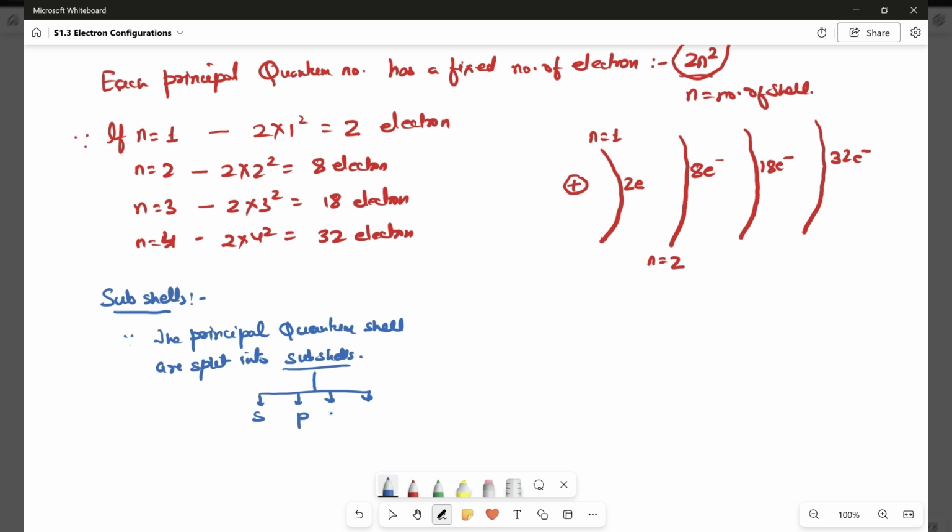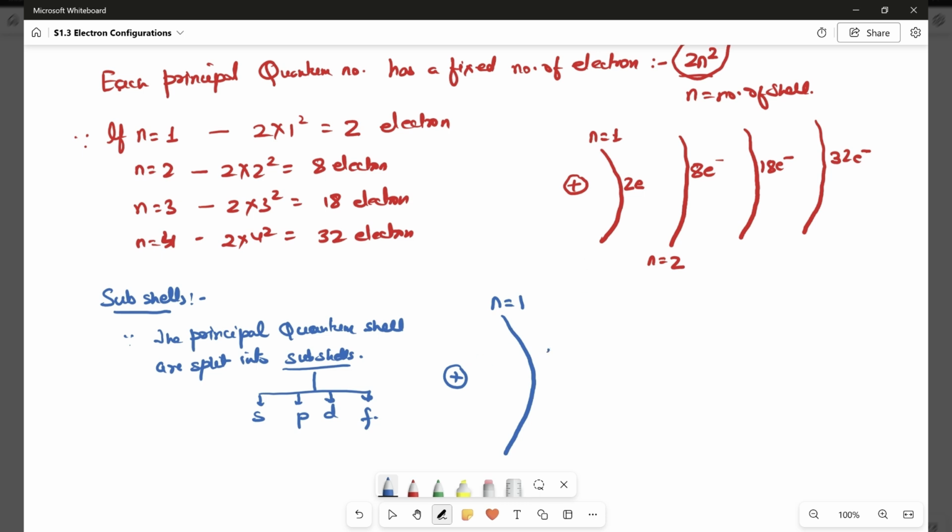S, P, D, and F, right? So let's talk about how many subshells there are in the first shell. Let's take an example. This is the first shell, n equal to 1. So only two electrons can be accommodated, as we have seen here.